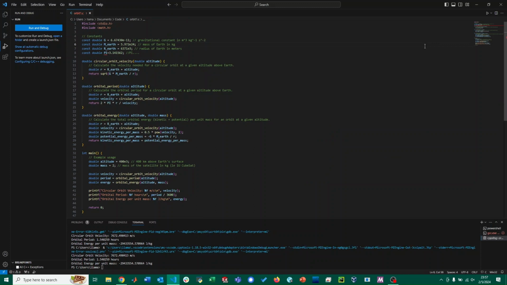Hello everyone, welcome back. So today we're going to be going over a pretty simple orbital calculator. All it really does is find the circular orbit velocity, the orbital period, and the orbital energy per unit mass with just two inputs: your altitude and your mass.